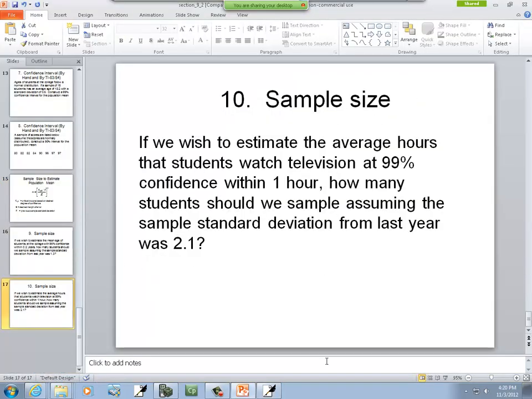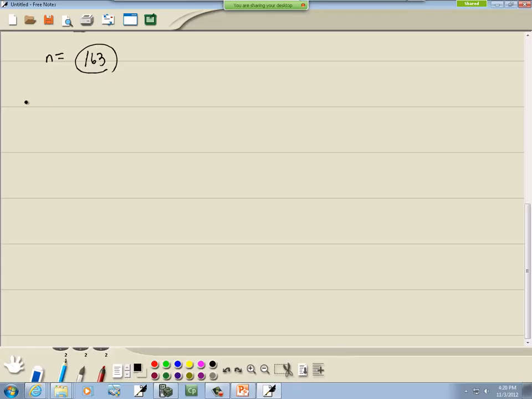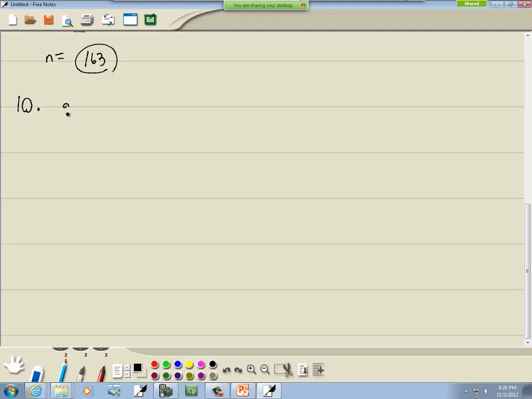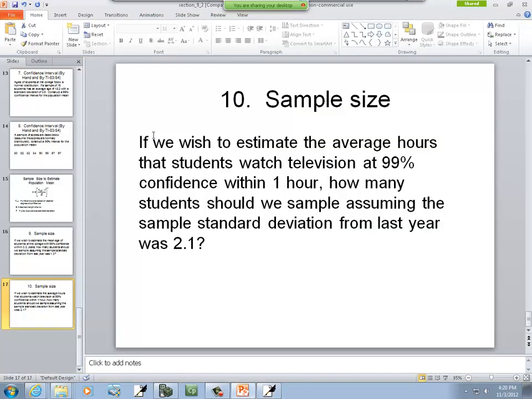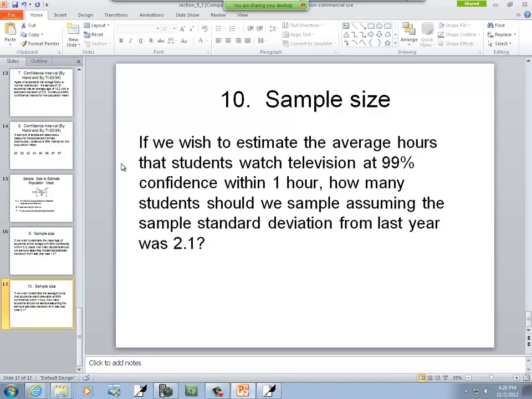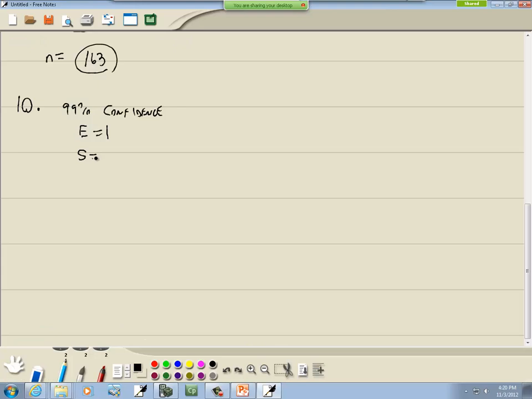Okay, let's look at our last problem. Sample size: if we wish to estimate the average hours that students watch television at 99% confidence, within 1 hour, so they're telling us E is 1. How many students should we sample, assuming the sample standard deviation from last year is 2.1? So S is 2.1.